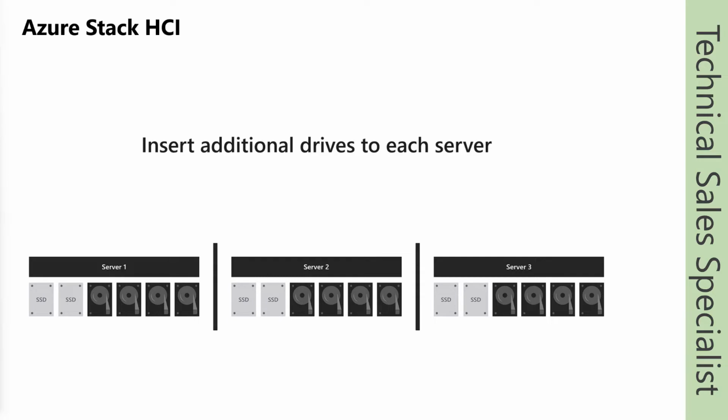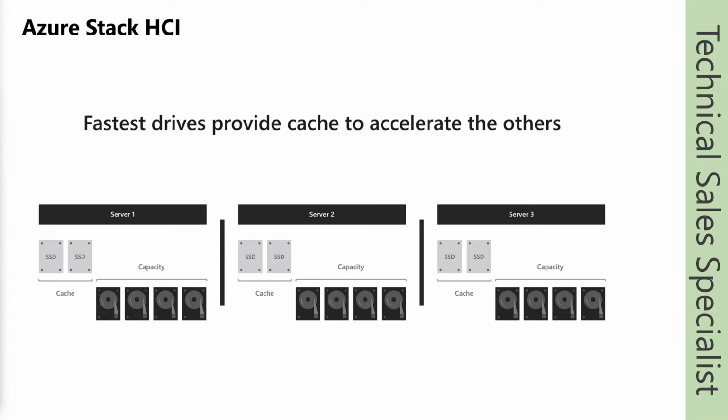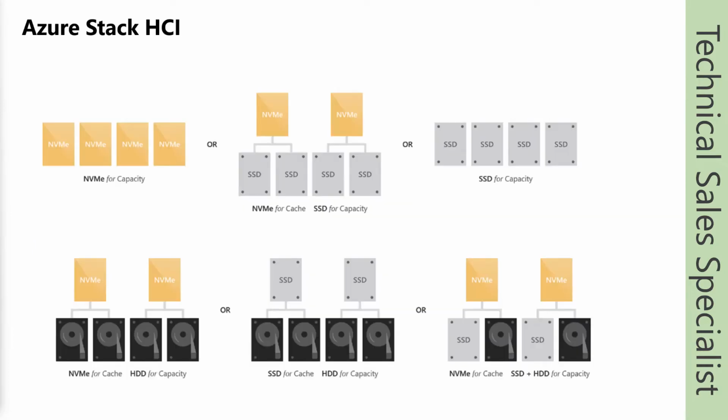When we are combining hard disk drives and flash drives, then the flash drives will be selected as cache drives, and the hard disk drives will be configured as capacity drives. If we combine different flash types, for example, NVMe and SSD, then also the faster flash tier will be configured as cache. So here we can see some possible drive configurations.